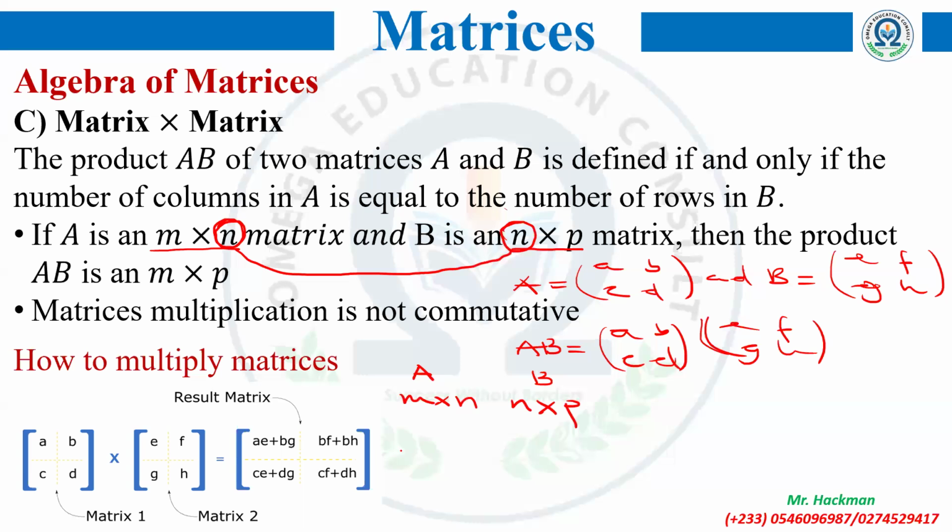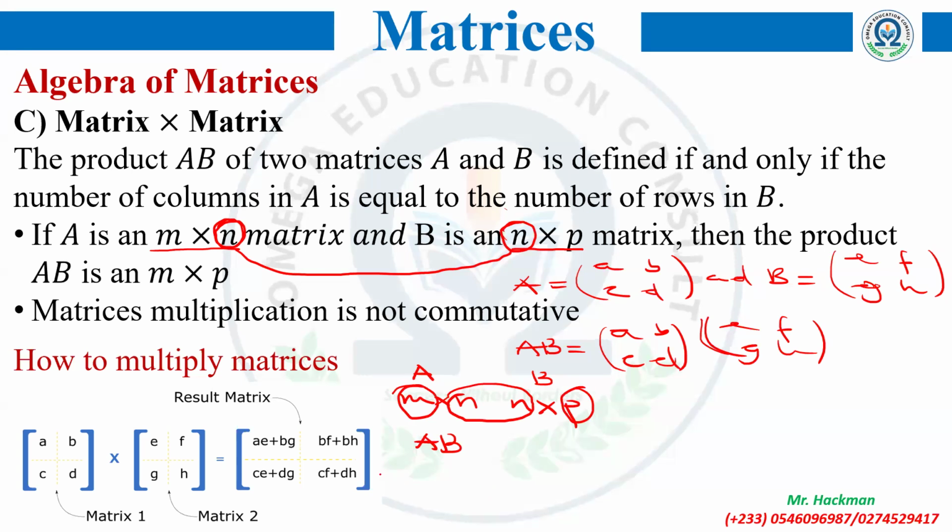Is that clear? Yes, please. Okay, very good. So I said the inner numbers here must be the same, because the number of columns must be equal to the number of rows. So your product, the result of your AB, you can see that if you take your first matrix, what is left? The M. Your second matrix, what is left? The P. Is that clear?